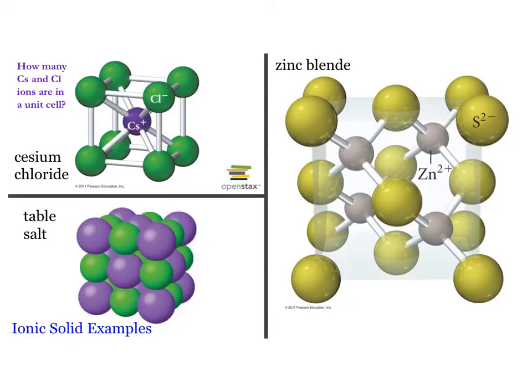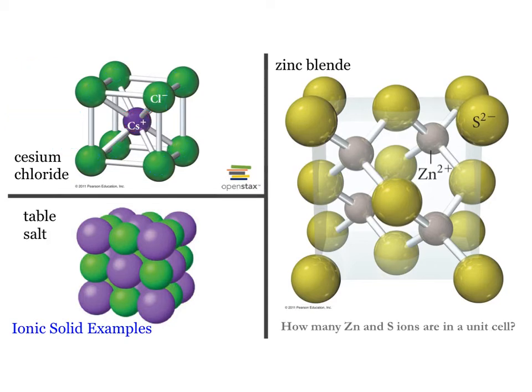Ionic solids present an excellent opportunity to review our unit cell information. To start, how many cesium and chloride ions are in this unit cell? We see that we have one cesium cation contained wholly within the unit cell, while we have 8 chloride ions on each of the corners, contributing 1/8 of a chloride. And then our 1 cesium, so our formula will be CsCl.